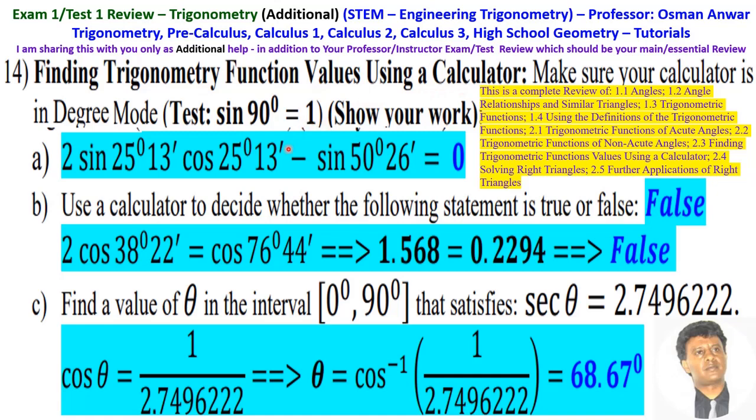So in this chapter 1 and 2, we are dealing all with degrees, so make sure your calculator is in degree mode. To test it, just put sine 90. It should give you 1. If it gives you a different number, that means your calculator is in radian mode. It is not in degree mode. So you need to change it into degree mode to do all these calculations.